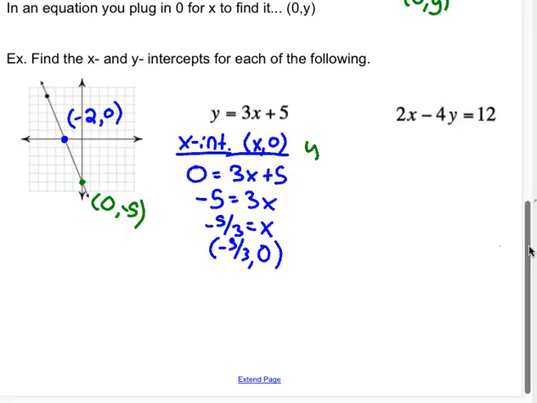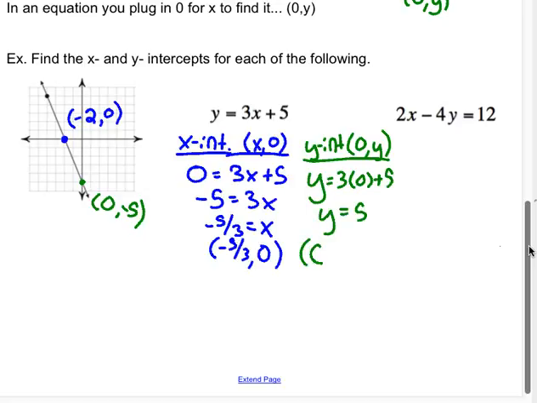The y-intercept is going to be at 0 and then some y value. So this time, remember, the x is going to be the 0. The opposite one is the 0. So I plug 0 in for x, and I just get 5. So my y-intercept is going to be 0, 5.